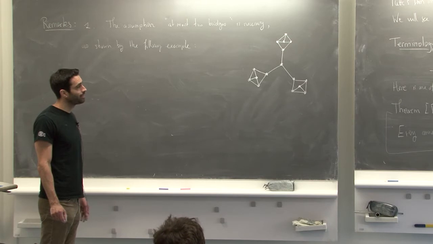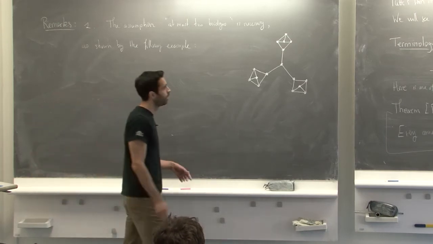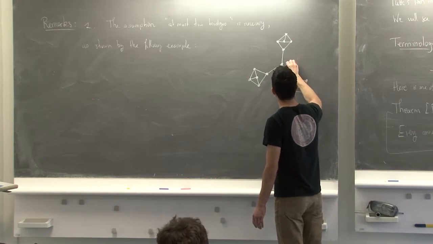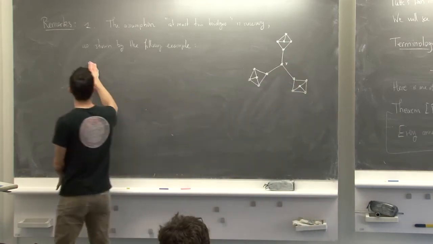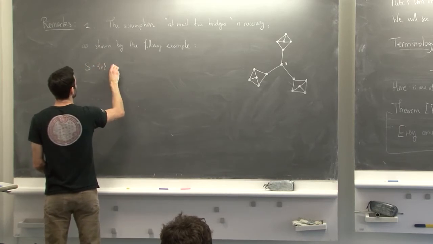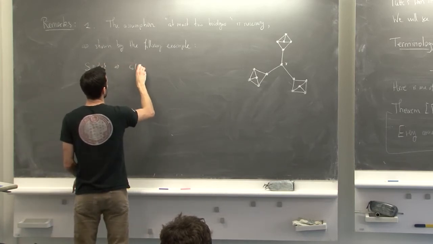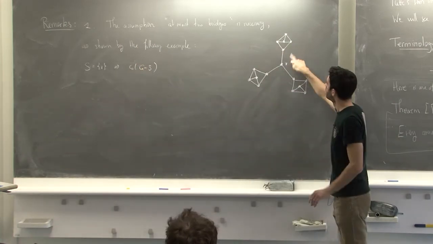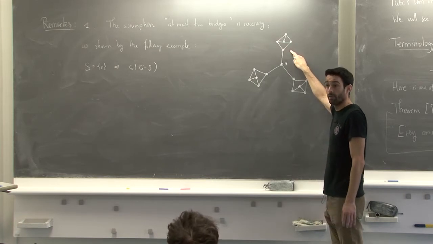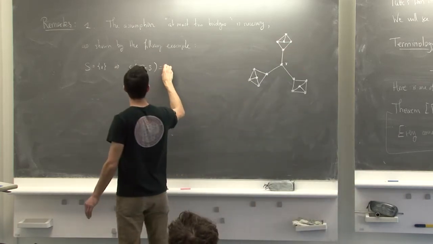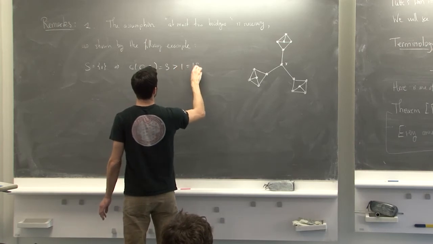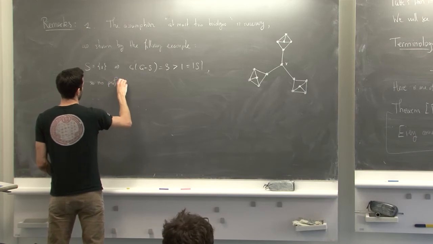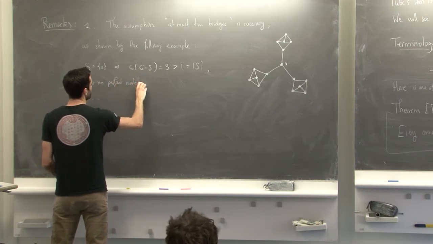That's the easy side of Tutte's theorem. If you take S to be this vertex, then you see that c0 of G minus S, you remove this vertex, you find yourself with these 3 squares here. Each of them has 5 vertices, so c0 equals 3, which is greater than 1. So no perfect matching, by the easy side of Tutte's theorem.